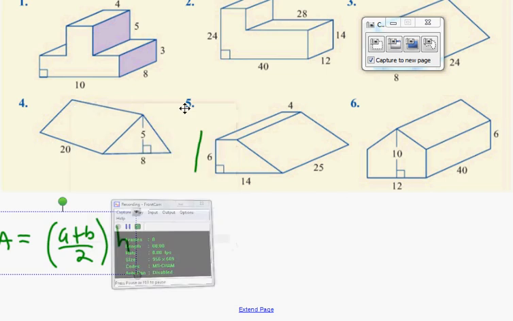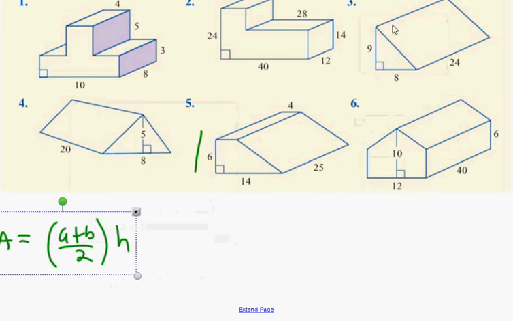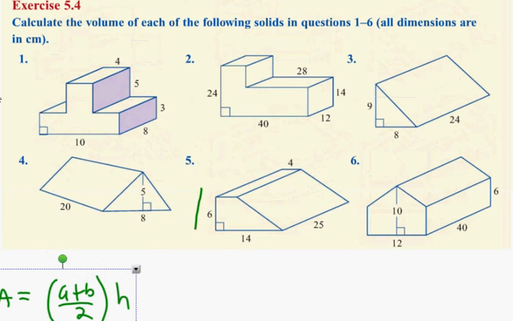In these questions, guys, what they want you to do is find the volume. They want you to calculate the volume of the following objects. The first two are easy. What you do is you just break them up into two segments.